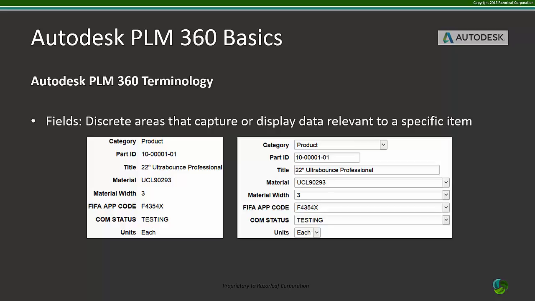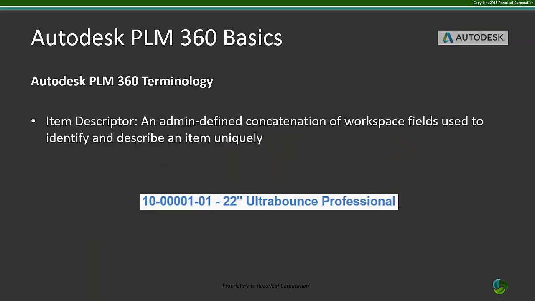Each item can be referenced by what is called an item descriptor. The admin of a tenant defines which of the workspace fields will make up the item descriptor. Once it is defined, it should be able to uniquely describe an item. The item descriptor is used in lists, reports, and in the header of the item.